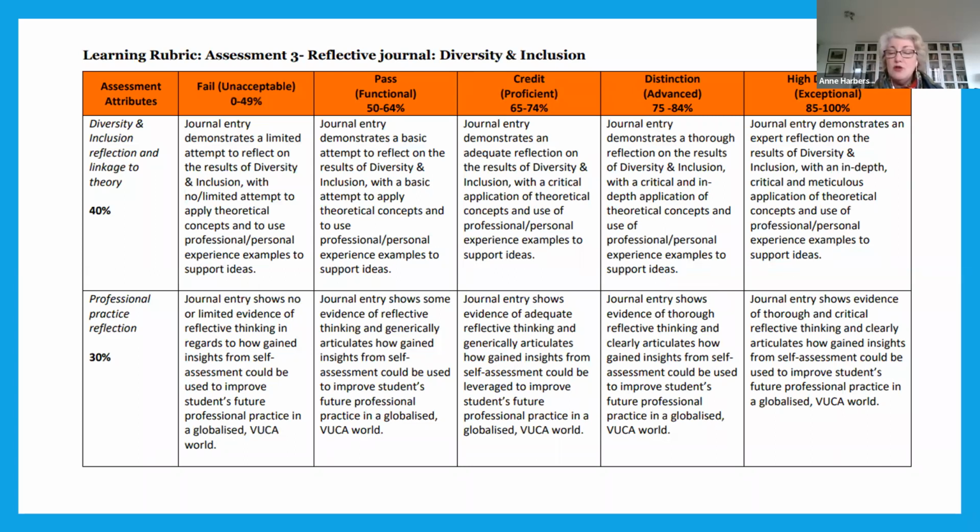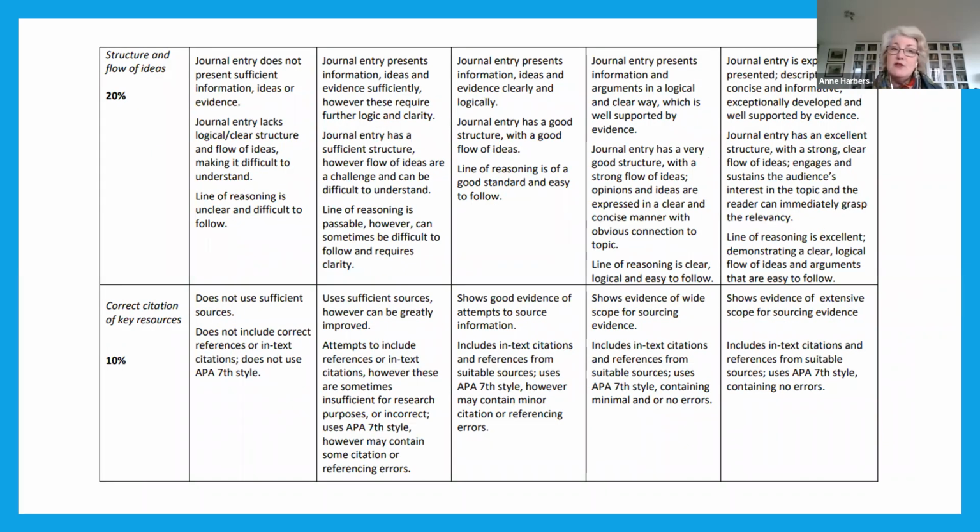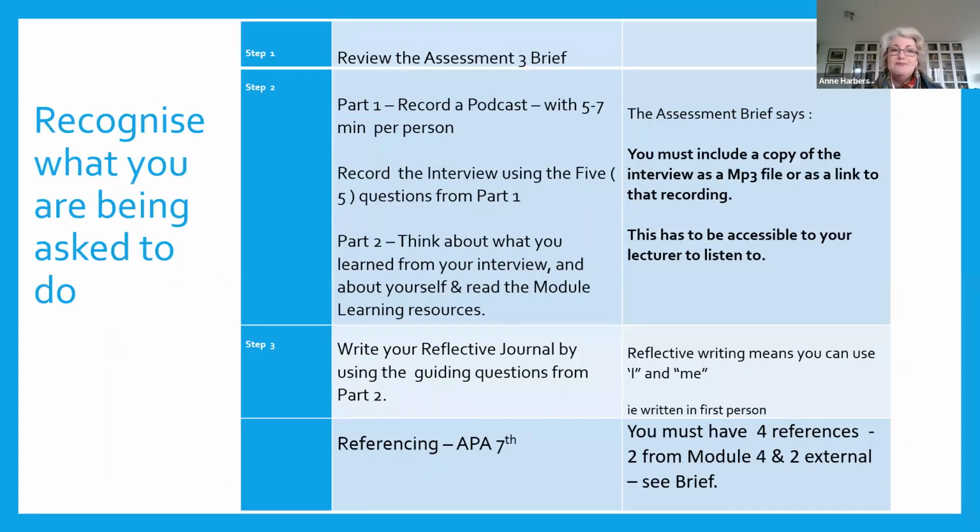That is, what are your goals? What do you want to do in the future? 20% is the flow and the structure of a good reflective journal written appropriately. And then 10% is using your APA 7th referencing. So that means in-text referencing and the reference list at the end.